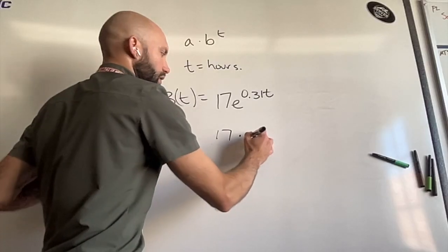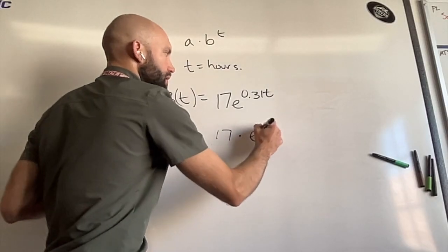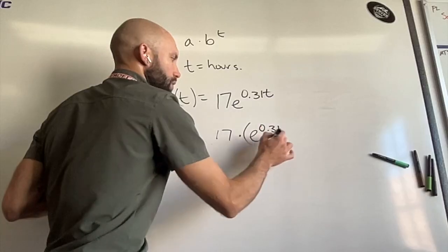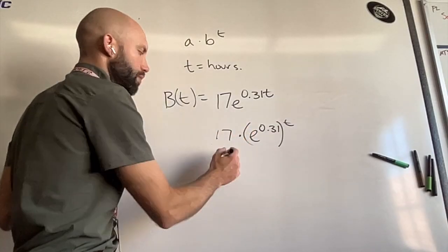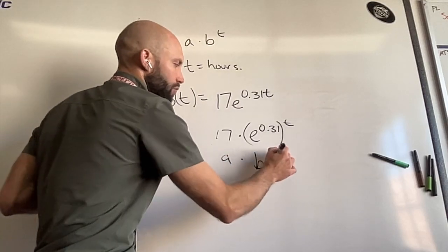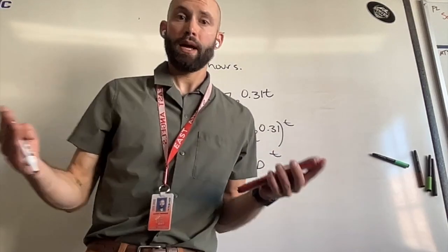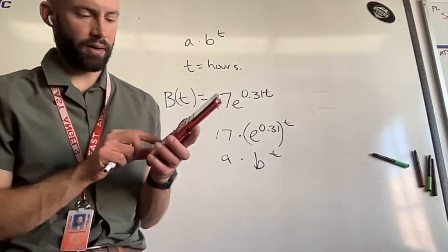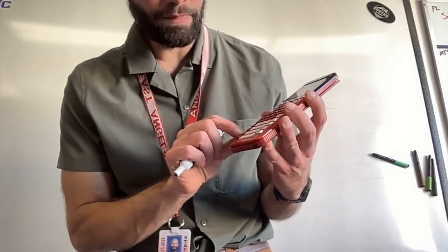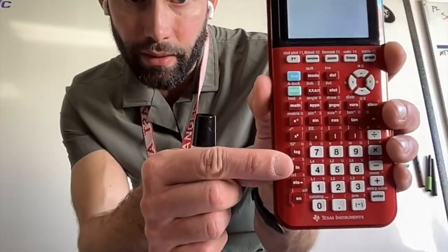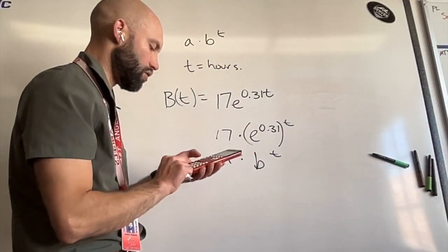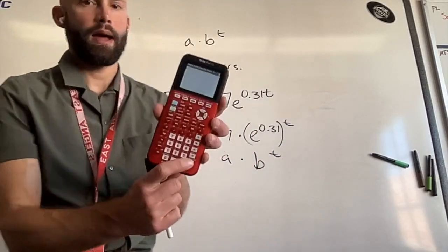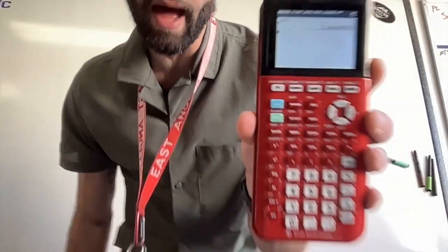I've got my 17 out front. I've got Euler's number to the 0.31, which is then raised to the t. So if I can figure this out, that will be my b value raised to the t power. In order to find that, I just use my calculator, press second, and then this third button right here brings up e to the exponent. So we're going to use that and then raise it to the 0.31 power and press enter like that.